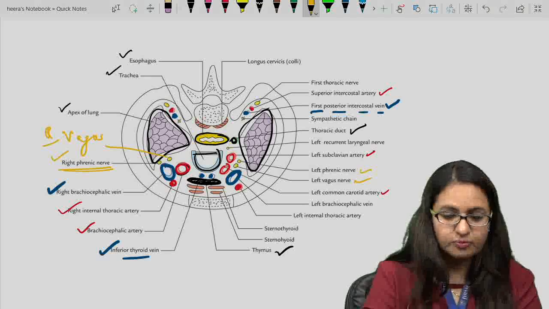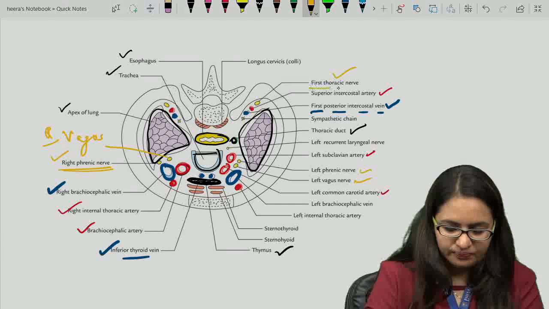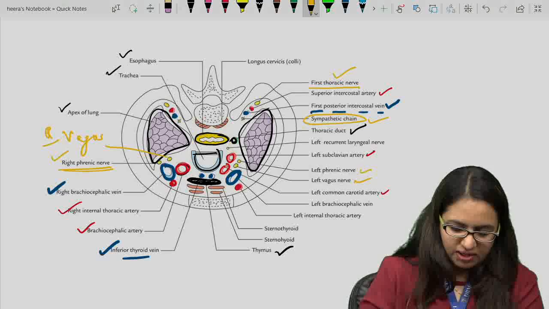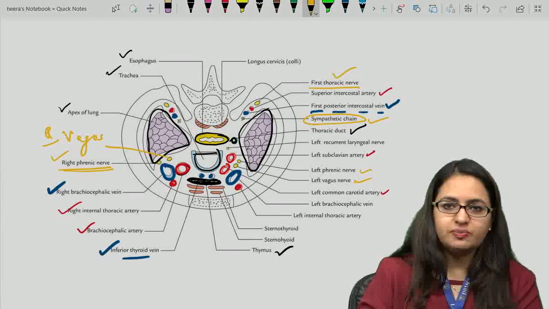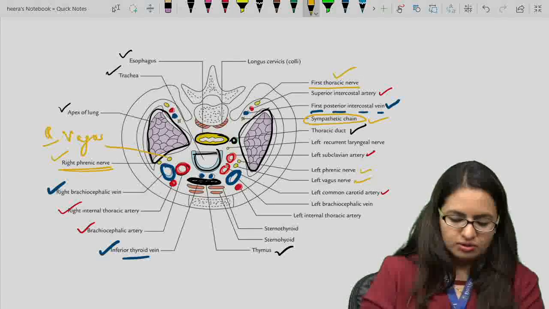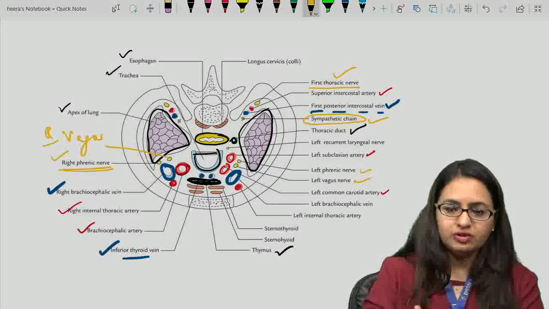Apart from this, on the posterior aspect we have the first thoracic nerve, and over here the sympathetic chain, which is also present towards the right and the left side. So all these structures are passing through the superior aperture or the thoracic inlet, either entering the mediastinum or coming out of the mediastinum.